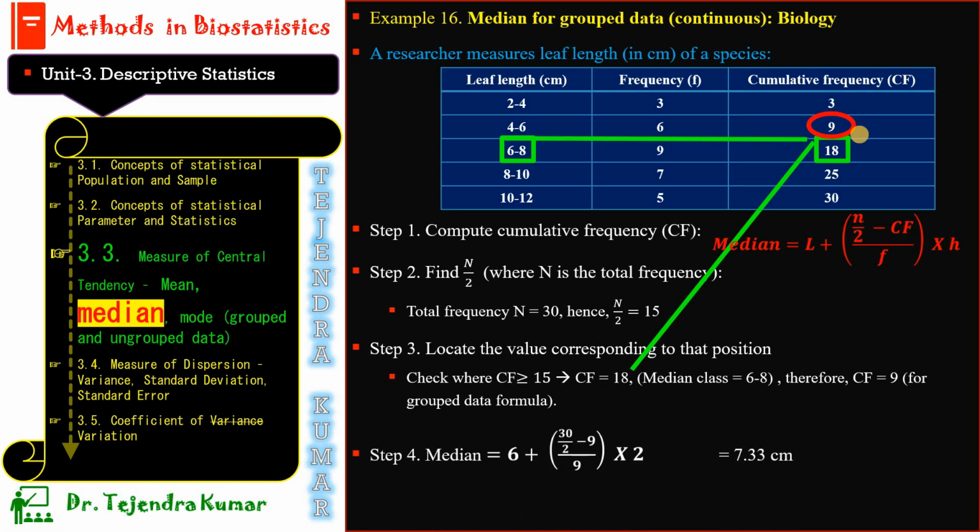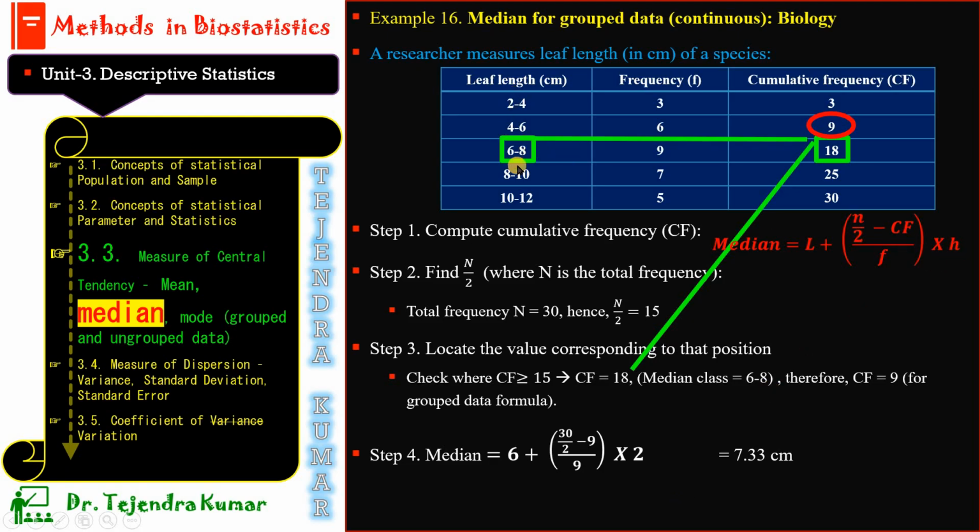So median is 6 plus, because 6 is the lower value, here you can see 6 to 8, and that's why from the median class we will take the lower value, that is 6. Now n by 2 means 30 by 2 minus the cumulative frequency. So here we have taken 9, divided by f, so f will be taken corresponding to the median class frequency, okay, and that is 9 again, multiplied by 2, because the height is 2.